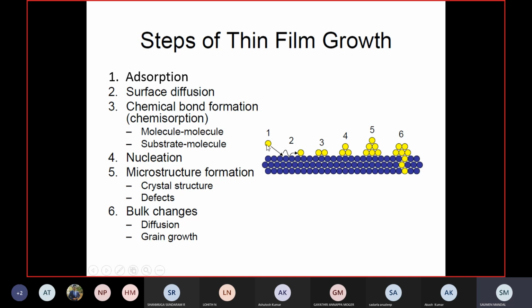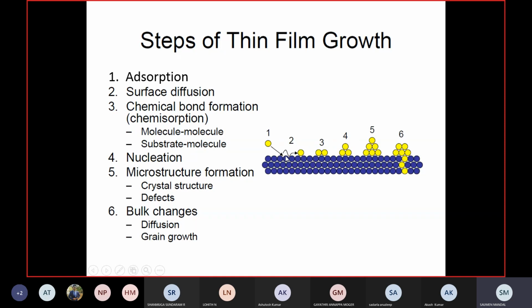First is adsorption. As I told you, the atom will have a high velocity and will come and sit on the substrate. Initially it can't sit because it has a high velocity. Like when a flight lands at the airport, it can't stop immediately. It needs to run some distance, and only then can it stop. The same thing is happening here. So first, adsorption: you can see that atoms are coming on top of the substrate.